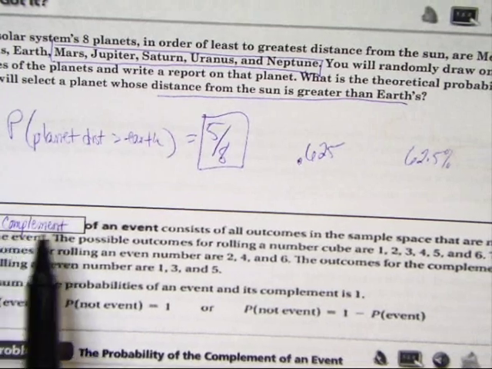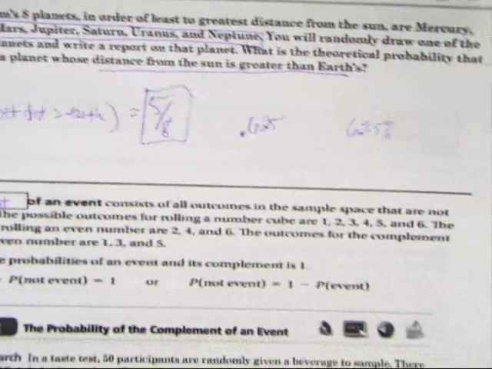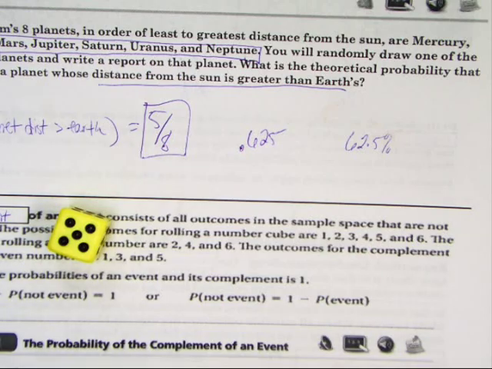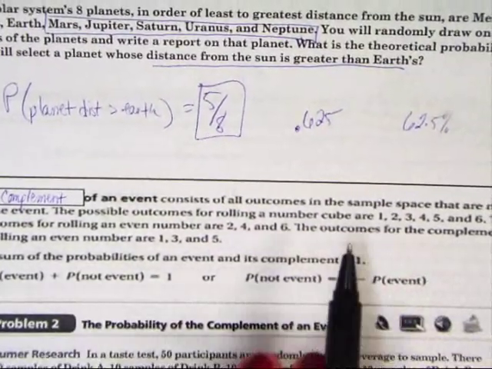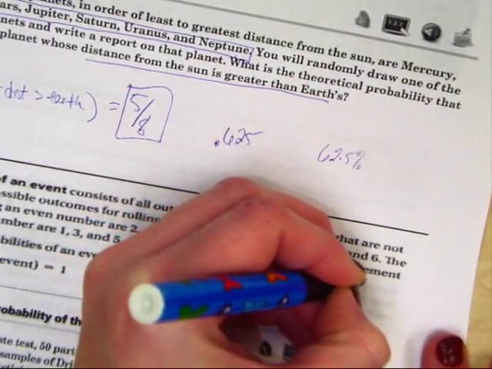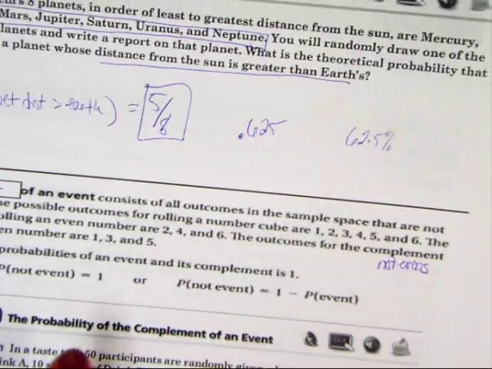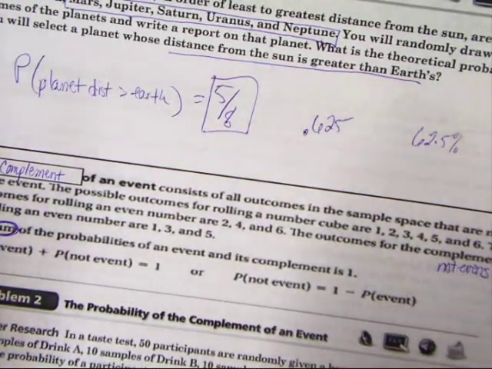Okay, so the complement of an event consists of all outcomes in the sample space that are not in the event. The possible outcomes for rolling a number on a cube are 1, 2, 3, 4, 5, and 6. The outcomes for rolling an even are 2, 4, 6. Now look at the complement. The complement is not the evens. So the complement would be 1, 3, and 5. Now together, that's what I mean by the sum, together the event and its complement make 1.